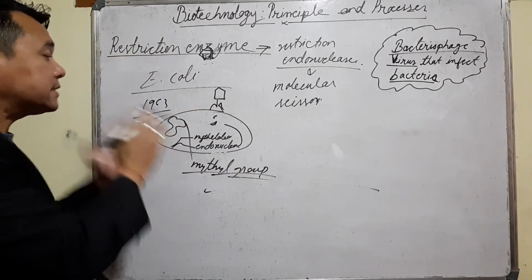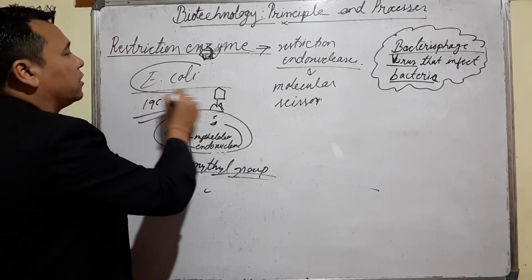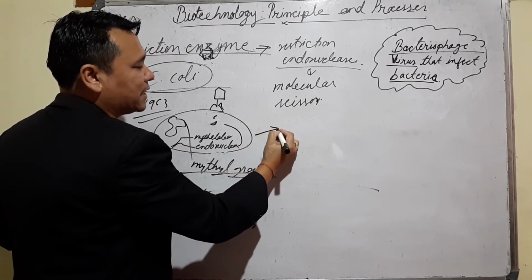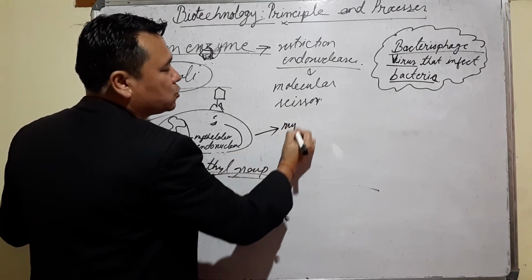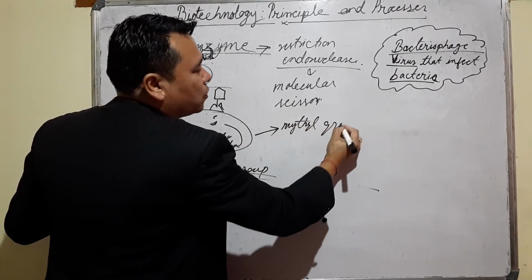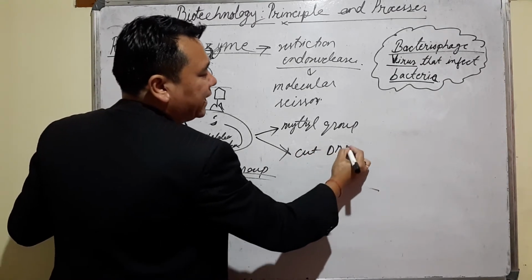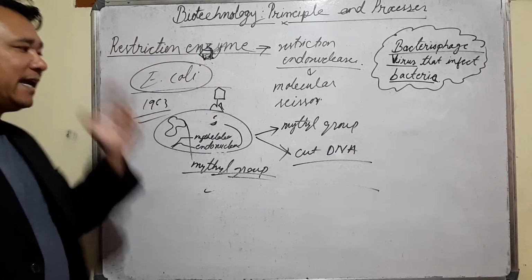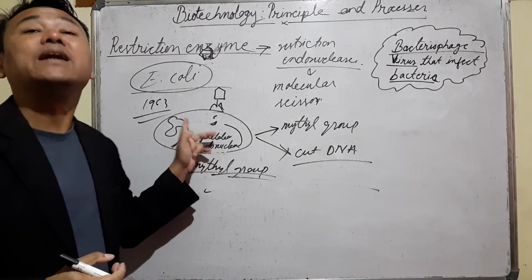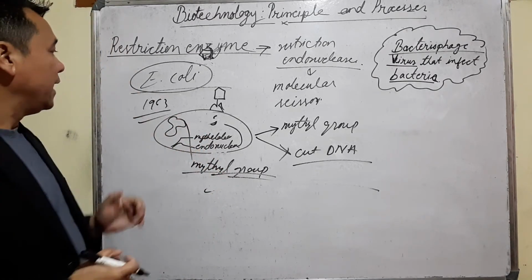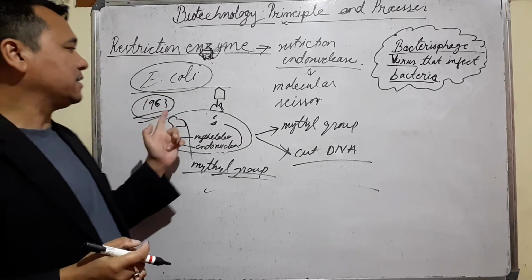Is that clear? So these are the functions of the two enzymes which are present in the body of E. coli. One adds the methyl group, while the other cuts the DNA. One enzyme cuts the DNA, and the other adds a methyl group to protect its own DNA. Okay, and in which year did this happen? It happened in the year 1963.